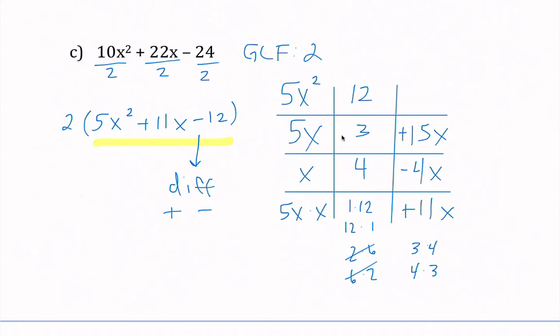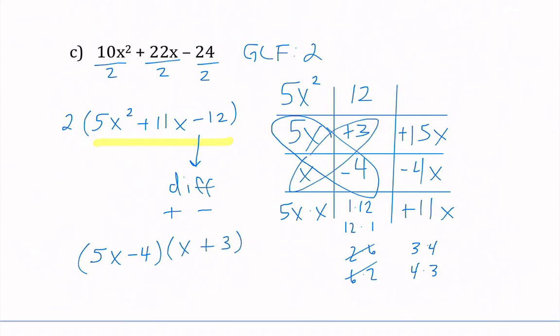Slide your plus sign over in front of your 3. Slide your minus sign over in front of your 4, and then we can crisscross. So one of my factors is 5x minus 4, and my other factor is x plus 3. Remember, we cannot forget about our greatest common factor, so I need to put that 2 out front.